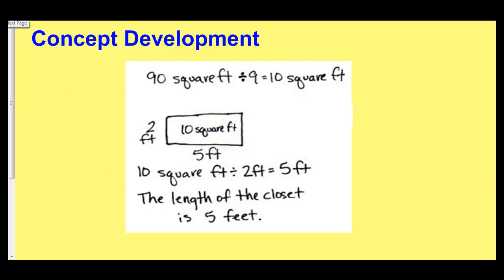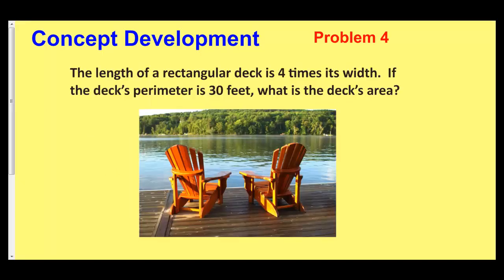Okay, we have one more problem left here. The length of a rectangular deck is 4 times its width. If the deck's perimeter is 30 feet, what is the deck's area? Okay, so I want you to think about this for a minute. What do we know? We know that we're talking about one shape this time.